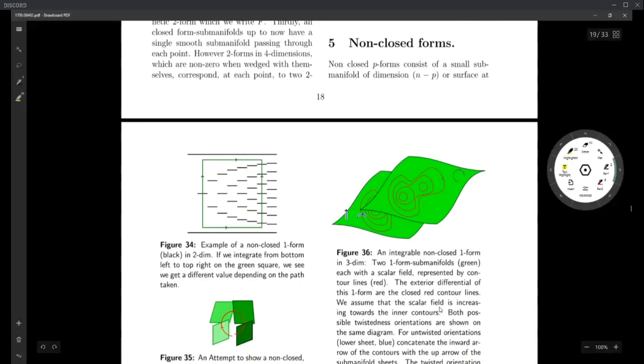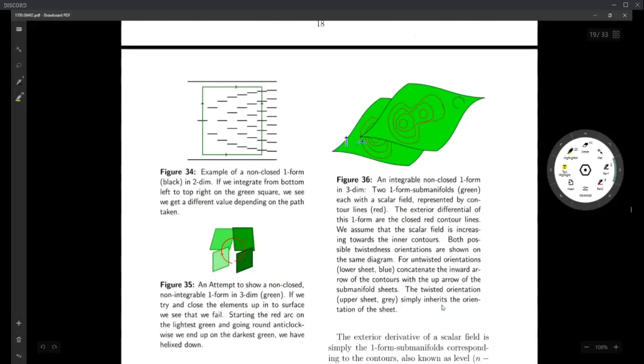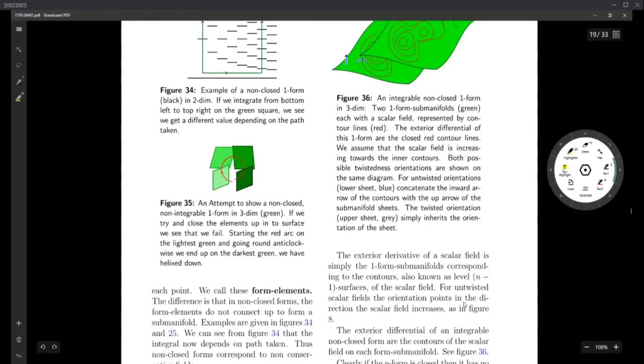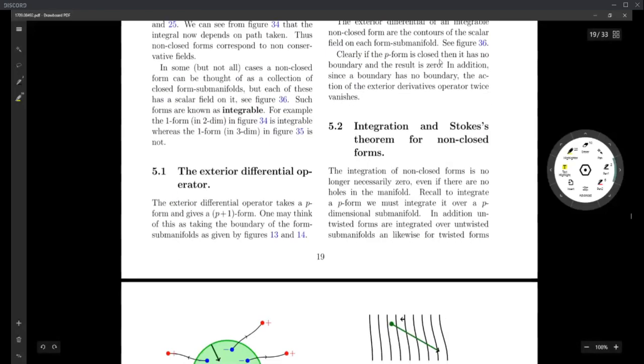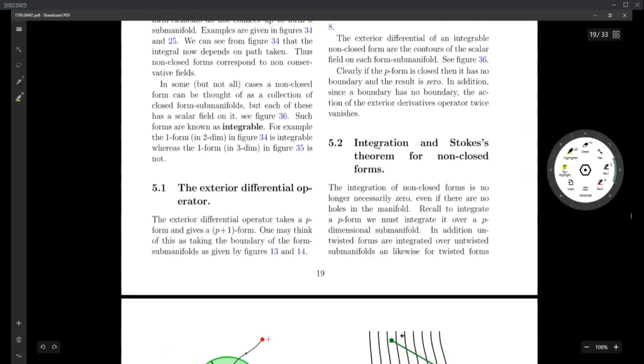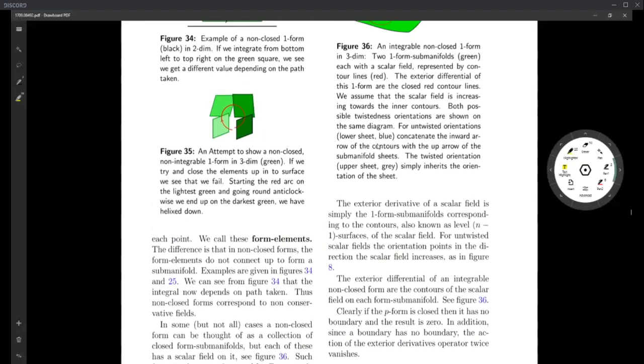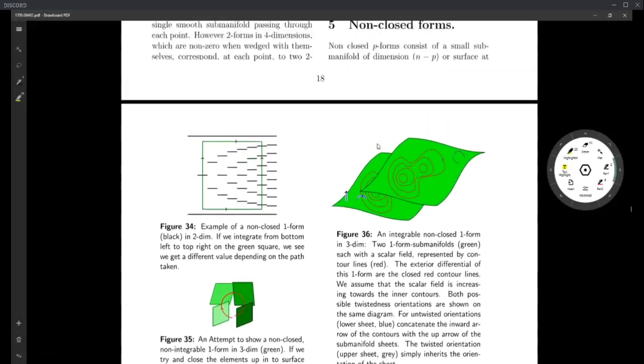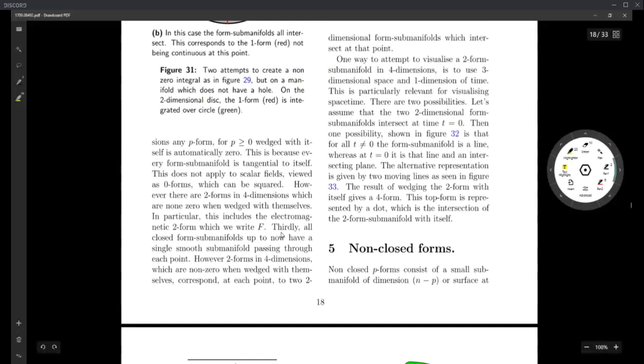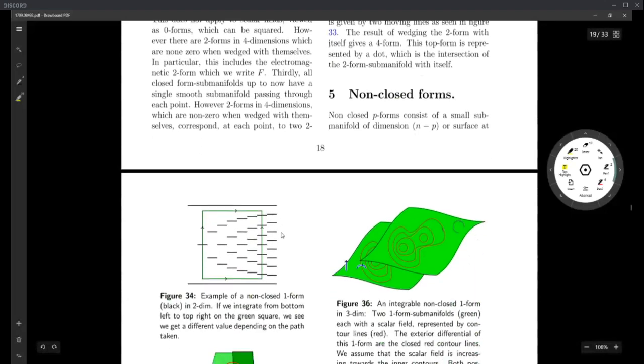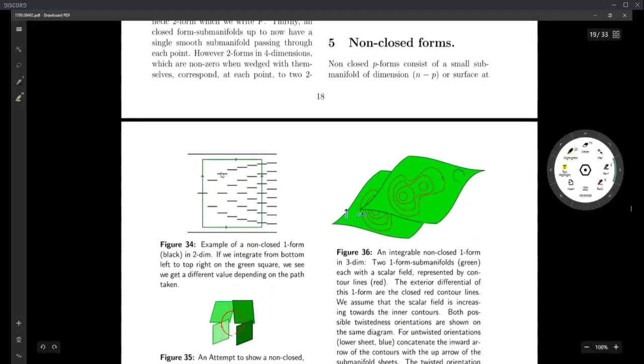Non-closed forms, right? So non-closed forms are the exact opposite of closed forms. They have an integral value, right? So let us take this simple example here. I'm sorry. So these lines are non-closed one forms, right?